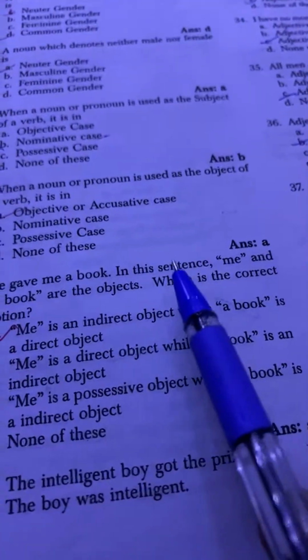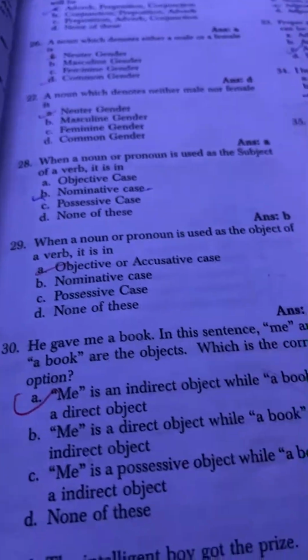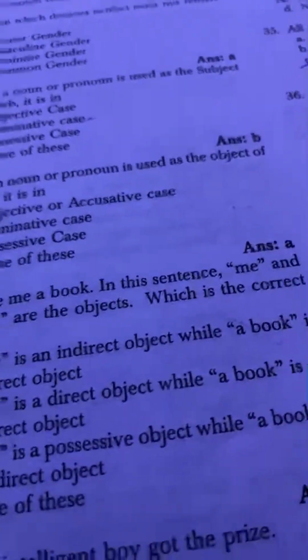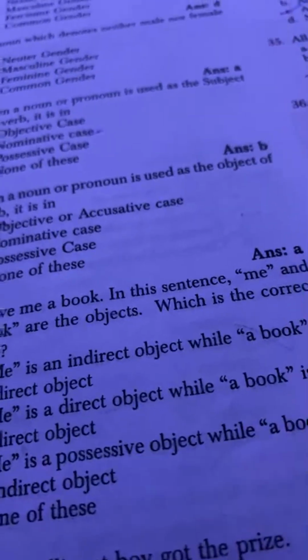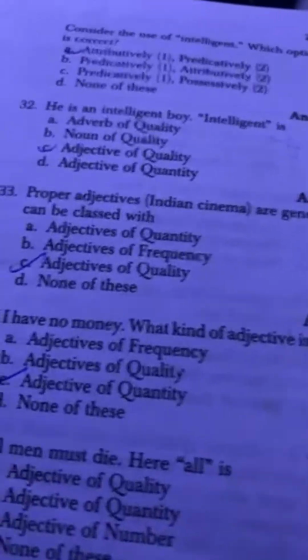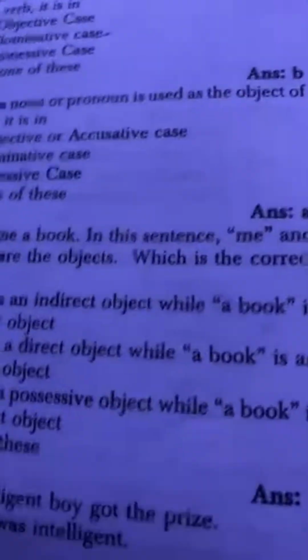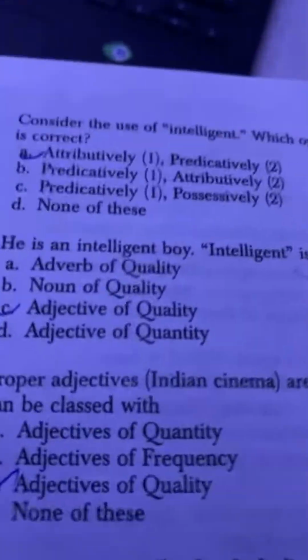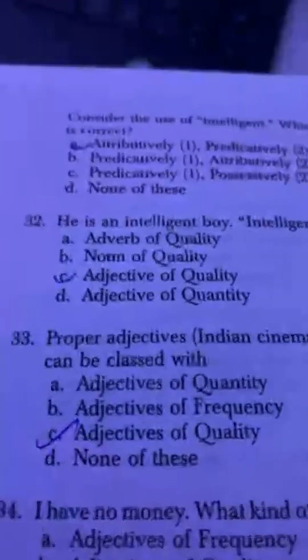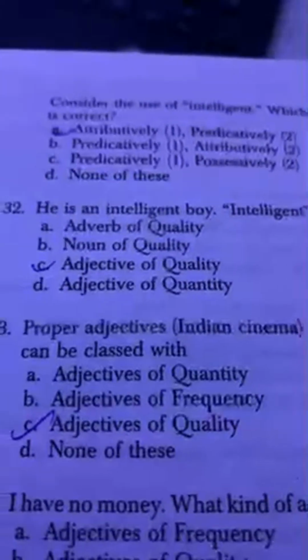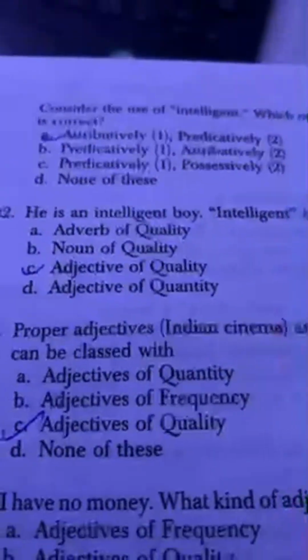So such questions are asked in the grammar section in your exams. Like, define the underlined word, what is it? Is it a direct object or an indirect object? So you have to revise all these things. Now let's come to the next question quickly without further delay. Question number 31. The intelligent boy got the prize. The boy was intelligent. Consider the use of intelligent. Which option is correct? Option number A, attributively and predicatively.